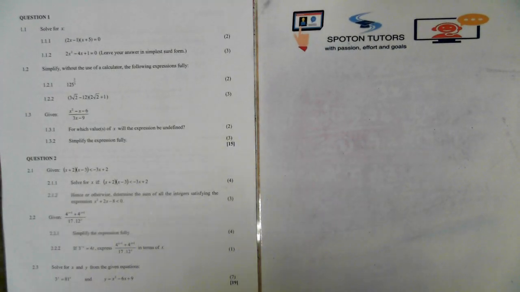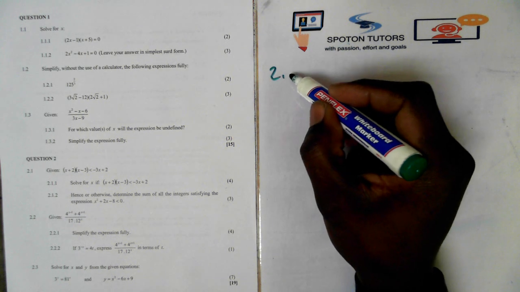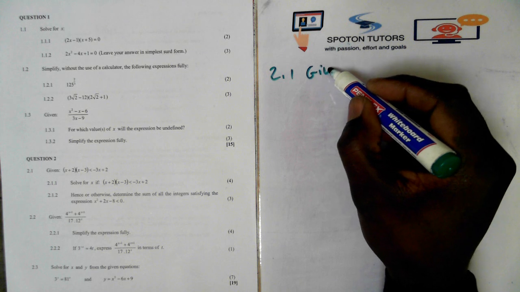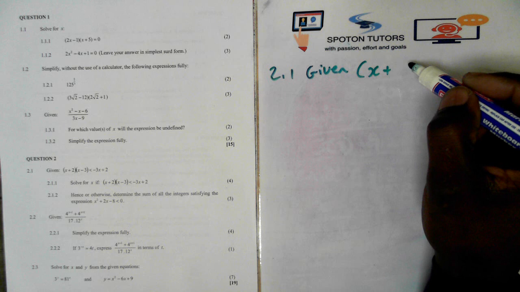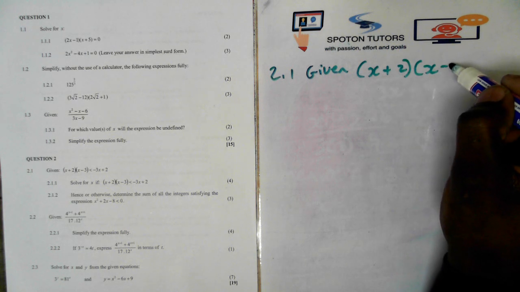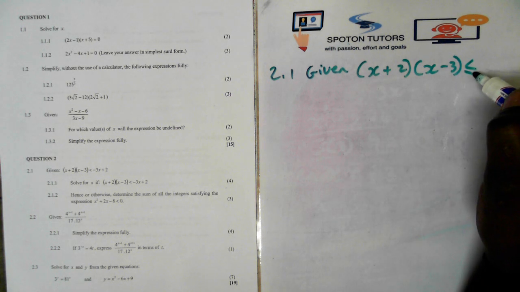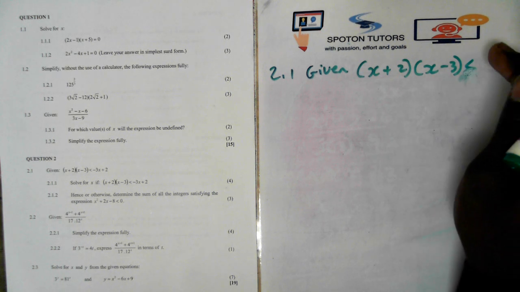Welcome back. We are now doing question 2. Here we are given 2.1. Here we are given (x + 2)(x - 3) less than, no, actually not less than or equal to, just less than.